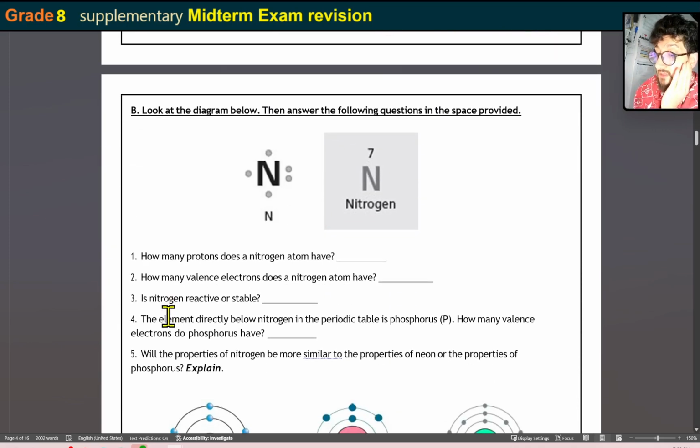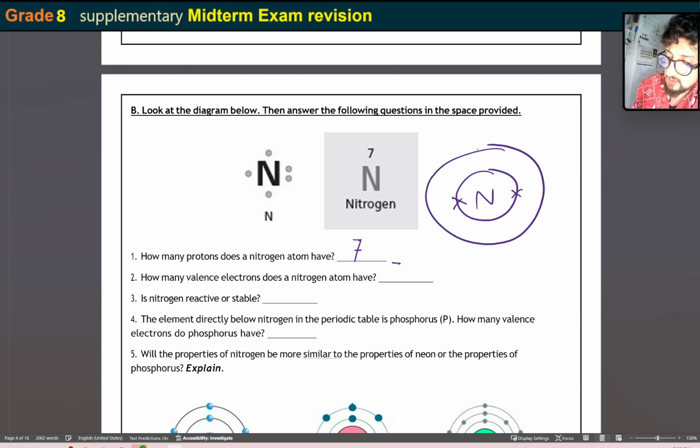Look at the diagram below, then answer the following questions in the space provided. How many protons does a nitrogen atom have? Well, it's got 7 protons, as indicated by the 7 for the atomic number. How many valence electrons does a nitrogen atom have? It's got 7 electrons, but only 5 valence electrons, because remember, it's got 2 on the inside and 5 on the outside. Valence electrons are the electrons on the outside that are involved in chemical reactions. It's got 5 of those.